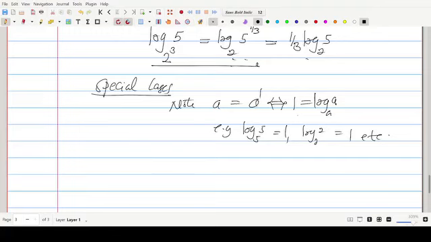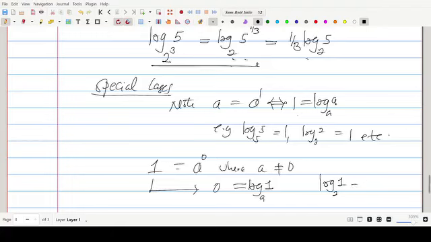If we have 1 equal to a to the power of 0, where a is not equal to 0 as in our definition, the equivalent form of this is 0 equals log to the base a of 1. What is it telling us? It's telling us that the log to a positive base of 1 is always 0. So in effect, log to the base 2 of 1 is 0, and that is also equal to log to the base 3 of 1, and so on. Take note of this. These are very, very important.